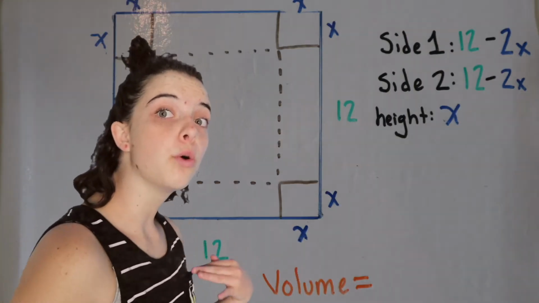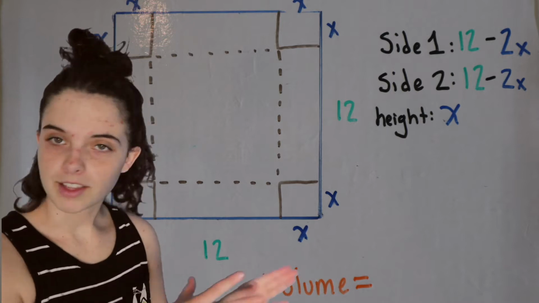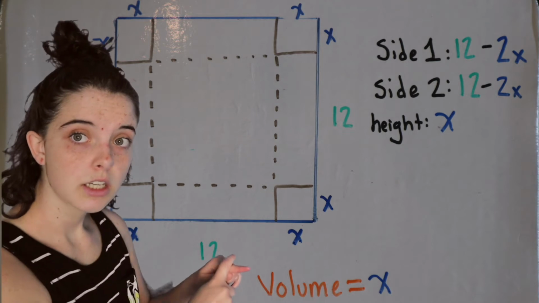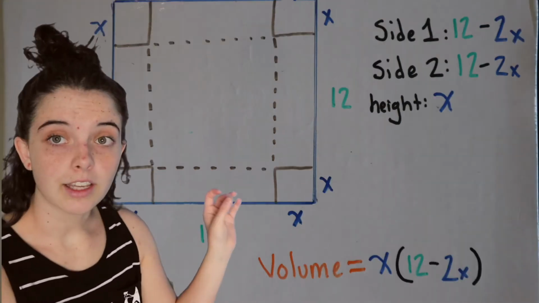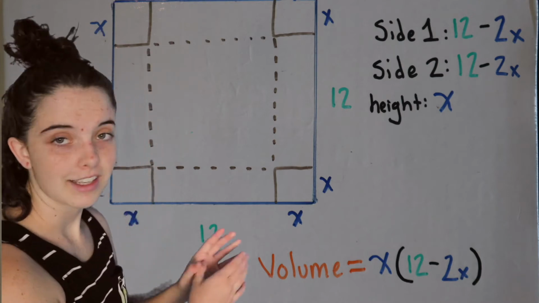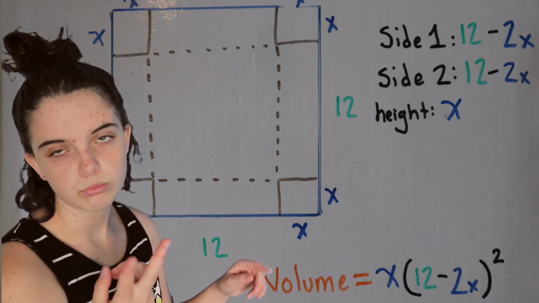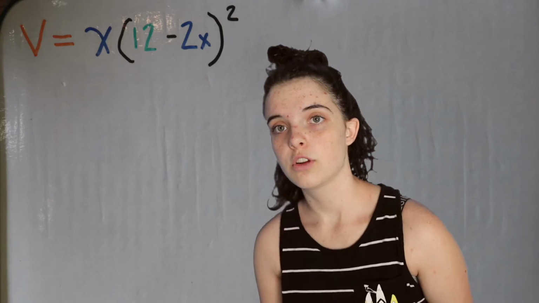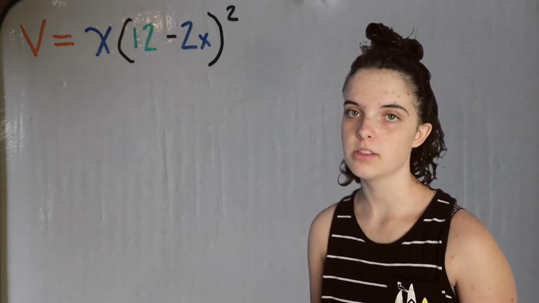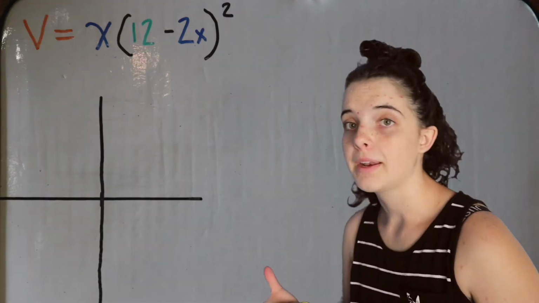The volume of the whole thing: normally when you're finding the volume of a cube, it's length times width times height. That's the same here. So it's height, which is just X, times the length and the width, which are the same because it's a square. So it's X times (12 minus 2X) squared, because there are two sides, length and width. A way we can figure out the maximum volume is, here's the volume as determined, but now we can graph it.